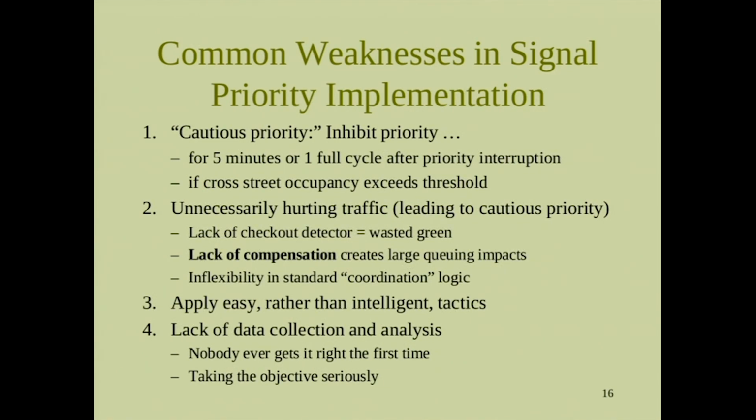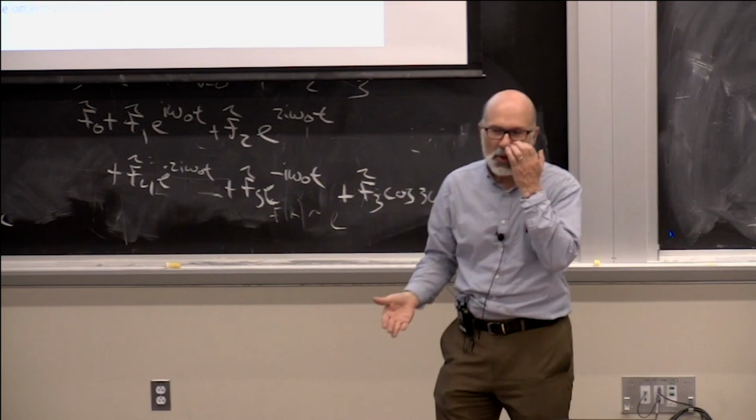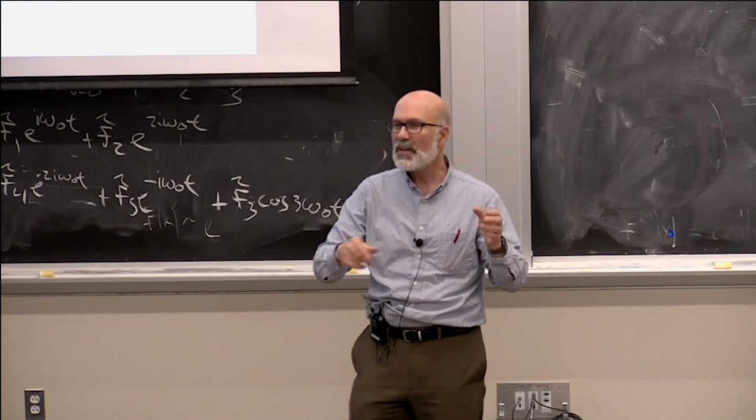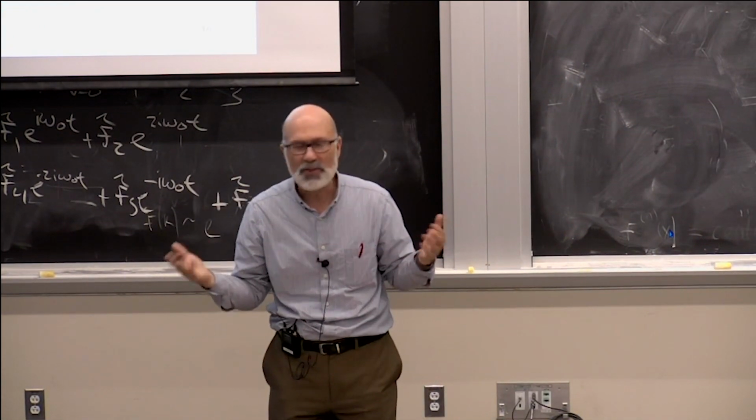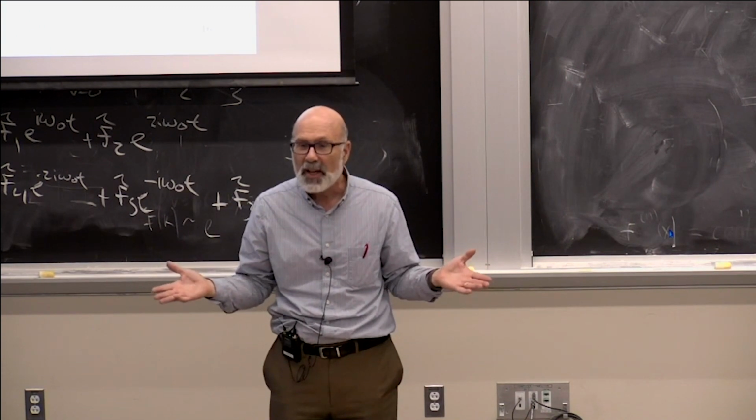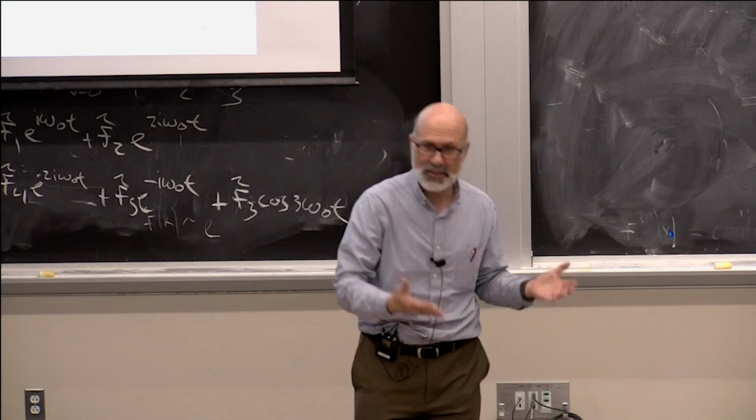And then a second weakness is not thinking about the impact of priority on traffic and then unnecessarily hurting traffic, like not having a checkout detector that I mentioned. But the second bullet there, that's an important one I want you to think about, is compensation. Compensation is a key to making priority not hurt traffic so badly. And by compensation, what do I mean? What I mean is, if I'm going to give the bus street 15 seconds, I'm taking those 15 seconds away from somebody. Are you going to give it back?